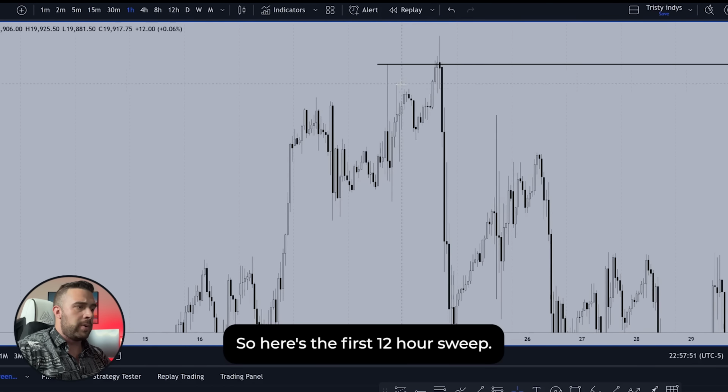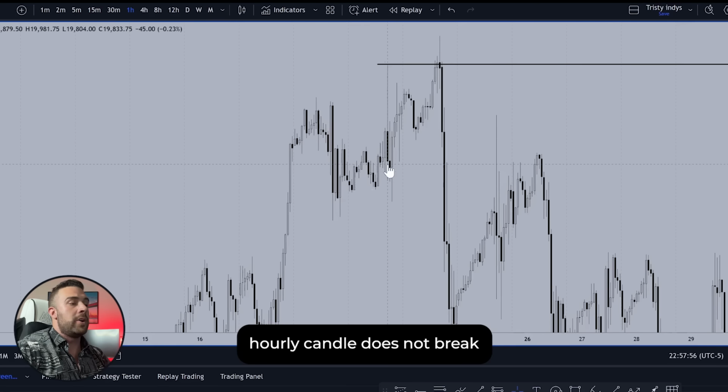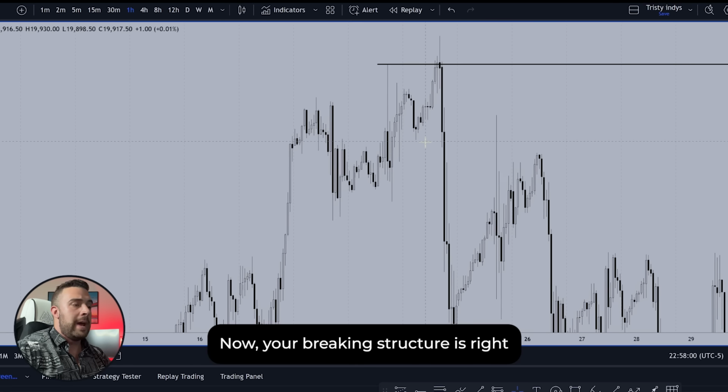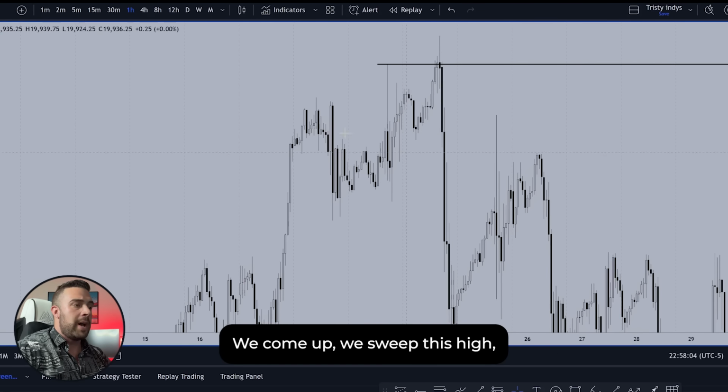So here's the first 12-hour sweep. There is no break in structure. This 1-hour candle does not break, it sweeps it. So we come up again and we sweep one more time. Now your break in structure is right here, right? We come up, we sweep this high, we break structure.